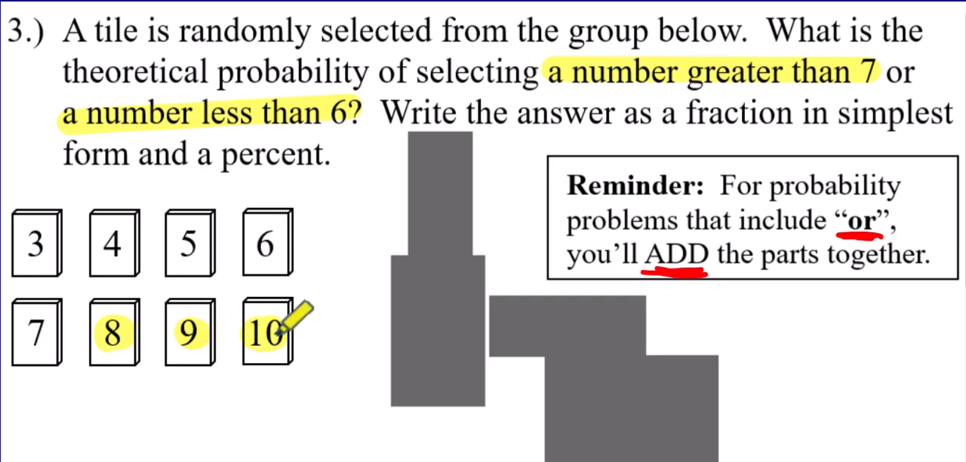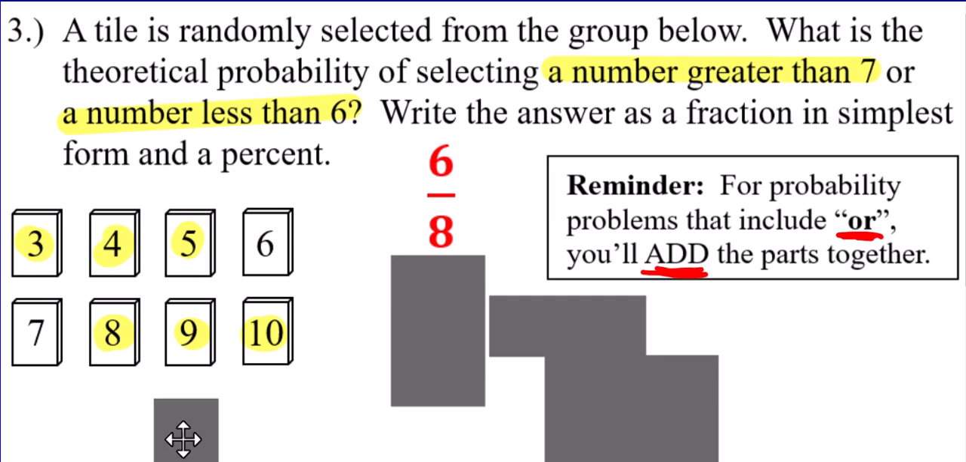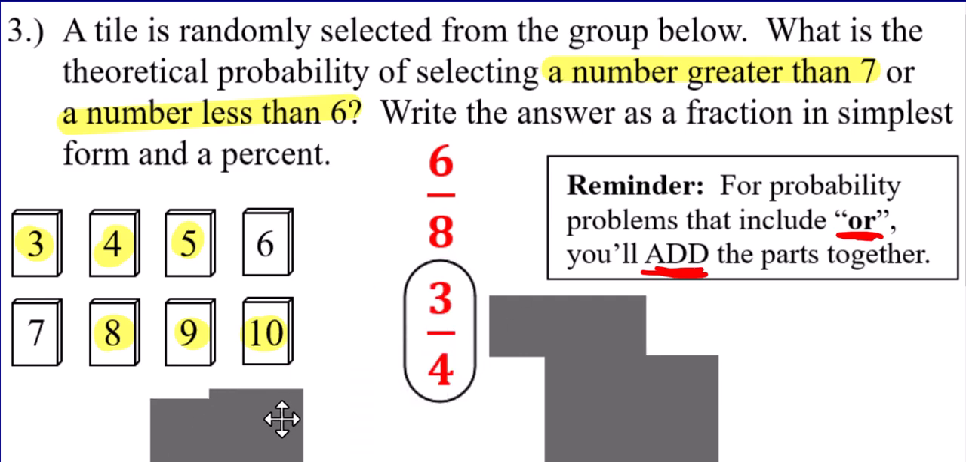That's 3 numbers, but what about the numbers that are less than 6? That would be the 5, the 4, and the 3. 6 is not less than 6. 7 is not greater than 7. So we're looking at 3 numbers less than 6, 3 numbers greater than 7. So 3 plus 3 gives us 6 possible ways that we could get a number that's either greater than 7 or less than 6, out of a total of 8 tiles. All right, let's reduce. This would give you 3/4.